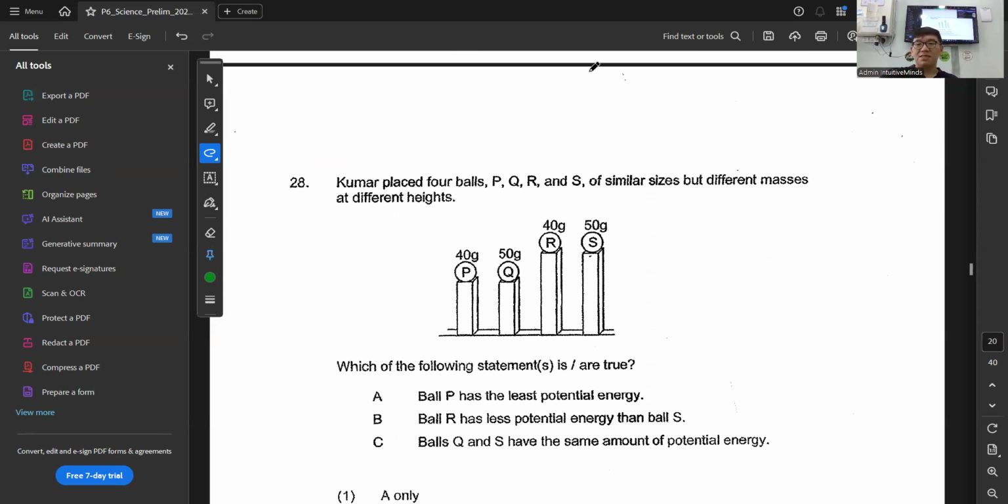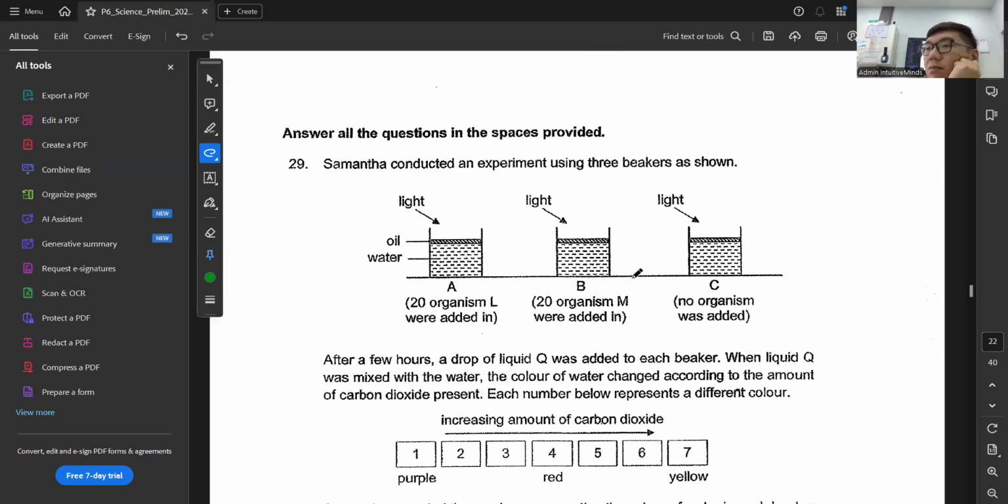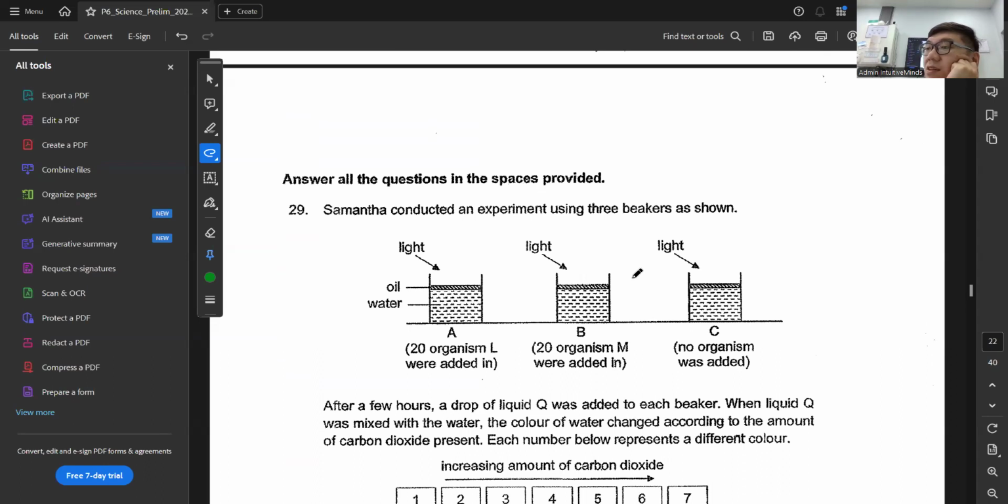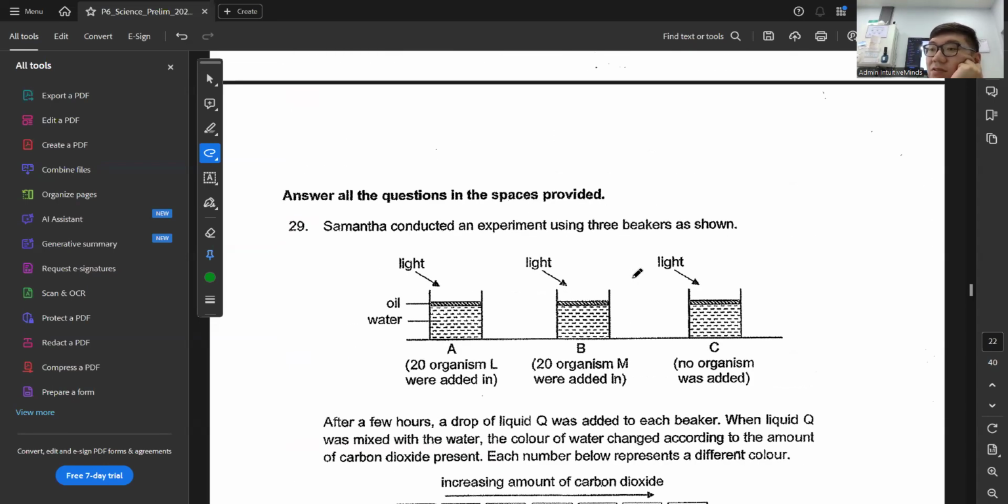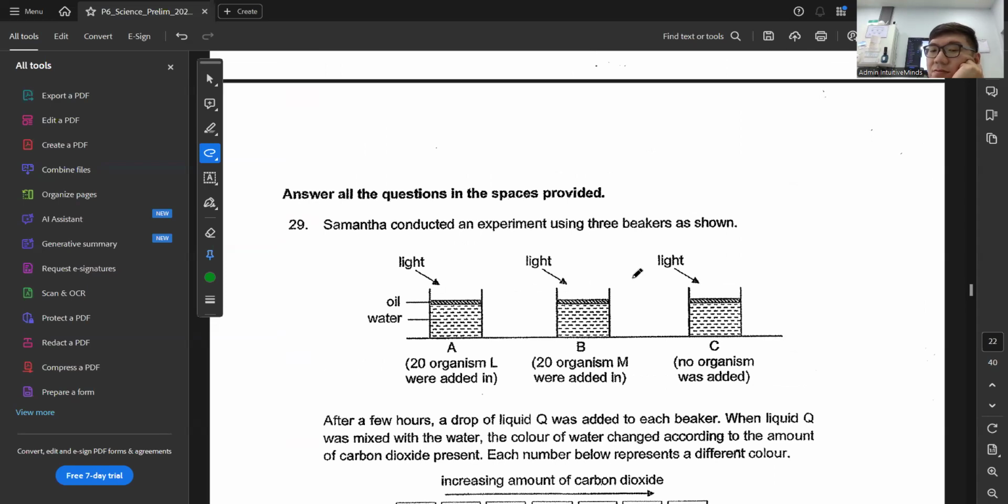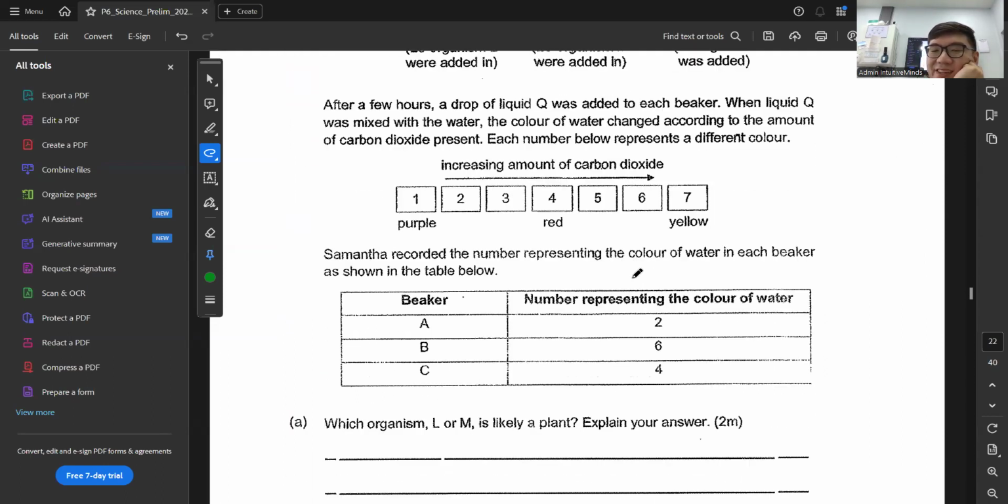You know what to do now. Okay. This first question, 29. I notice you circled no organism was added. Why did you do so? For the other question. Okay. All right.